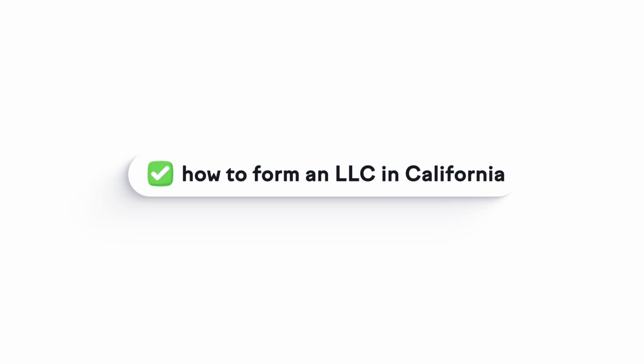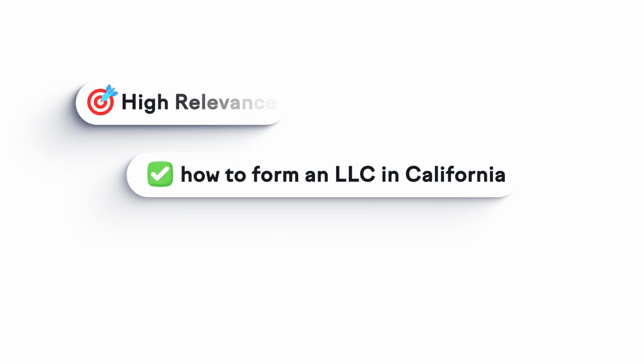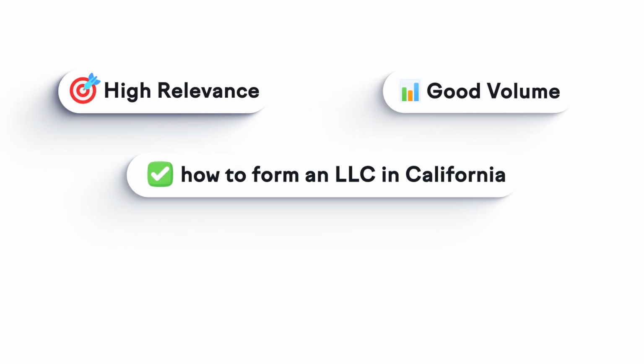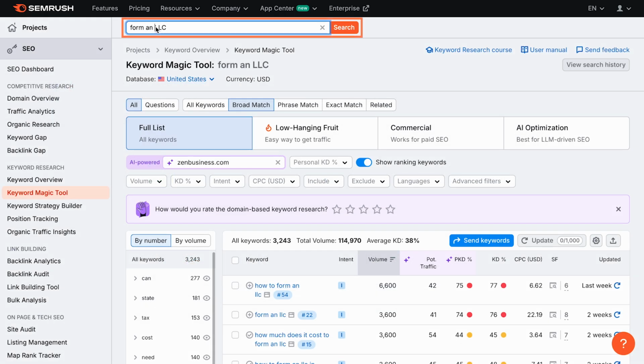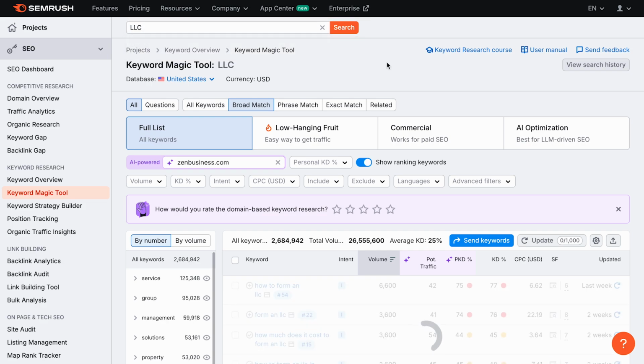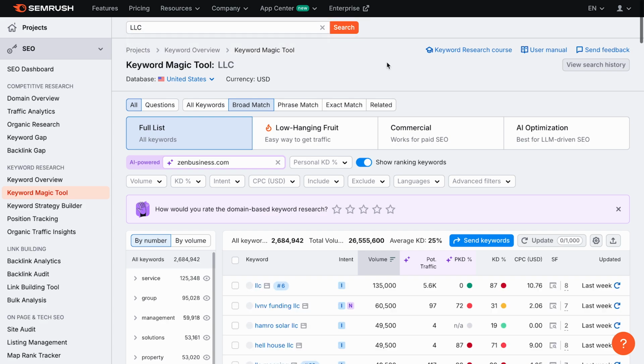Now, based on all this data, we can confidently say that how to form an LLC in California is a solid keyword to go after. It's relevant, has good volume, and it's very doable for zenbusiness.com based on our personalized KD score. Next, let's test out a broader keyword, LLC. Type that in, hit search, and take a look.